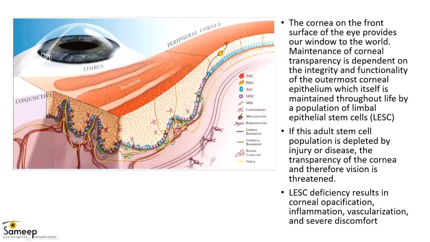We all know that the cornea on the front surface of the eye provides our window to the world, and maintenance of this corneal transparency is dependent on the integrity and functionality of the outermost corneal epithelium, which itself is maintained by the limbal epithelial stem cells. If this adult stem cell population is depleted by injury or disease, the transparency of the cornea and therefore the vision is threatened. So limbal epithelial stem cell deficiency results in corneal opacification, inflammation, vascularization, and severe discomfort.